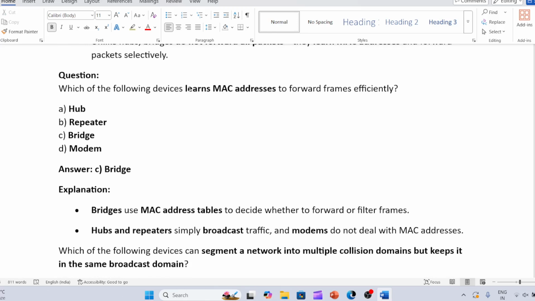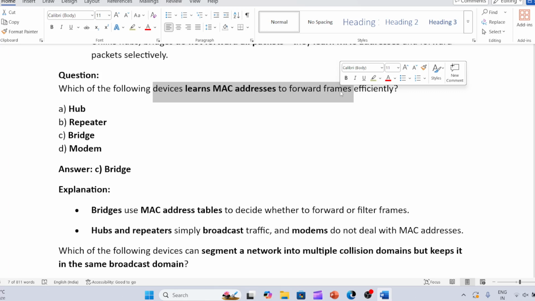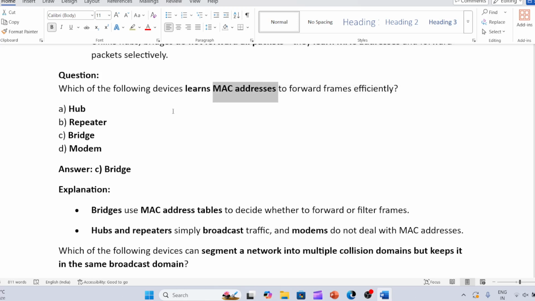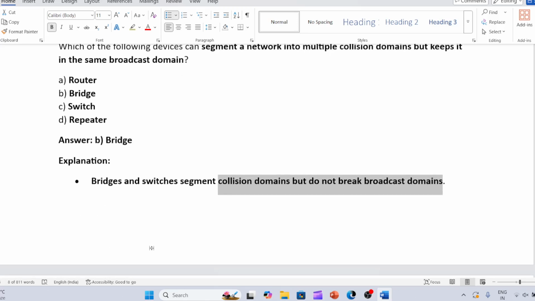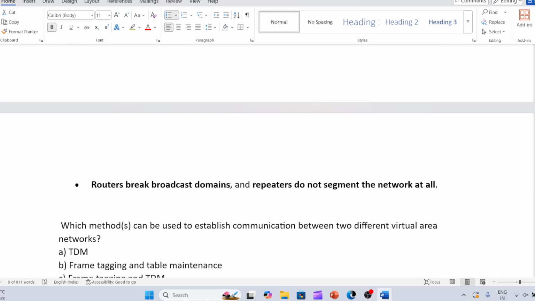Which of the following devices learns MAC addresses from forwarded frames efficiently? Bridge. तो जब यहाँ पे forward frames रहेगा तो who is going to be responsible? Bridge is responsible for the MAC address. Which of the following devices segments a network into multiple collision domains but keeps the same broadcast domain? दोनों के लिए same रखेगा. So we are having the bridge. So bridge and switch segment the collision domain but do not break the broadcast domain. Router breaks the broadcast domain and repeater does not segment the network at all.